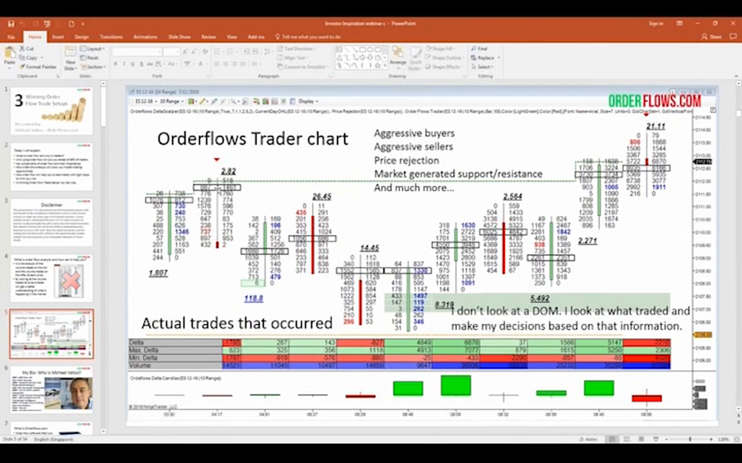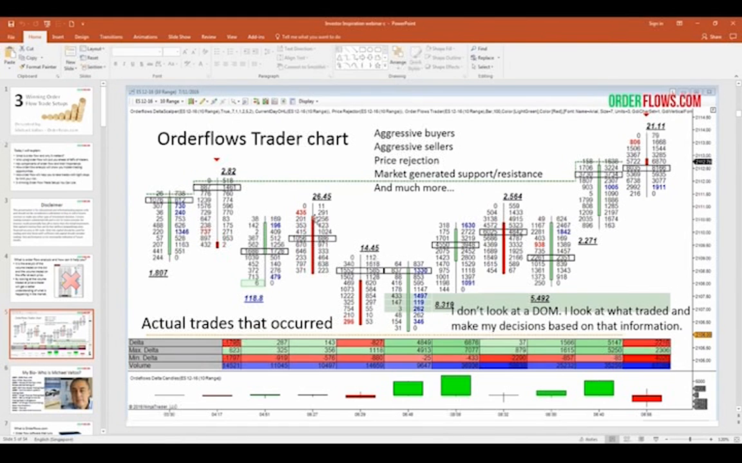But what you're seeing next to it on both sides is the volume that's traded on the bid, volume traded on the offer. And you can tell when buyers are being aggressive or sellers are being aggressive when you're running into price rejection. You can see market-generated support and resistance and much more. This is information you're not going to get on a normal bar chart. Again, I don't look at a dome. I look at what's traded and make my decision based on that information.